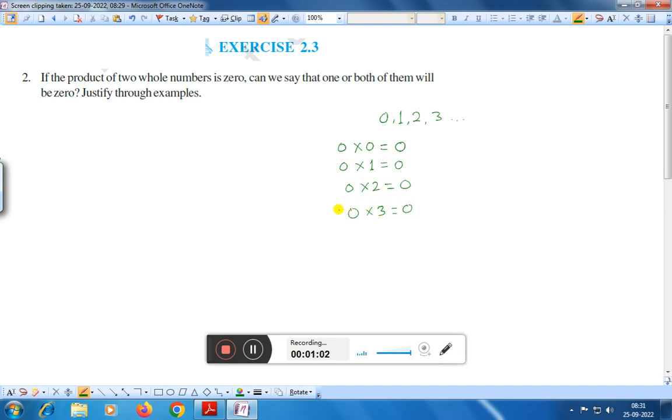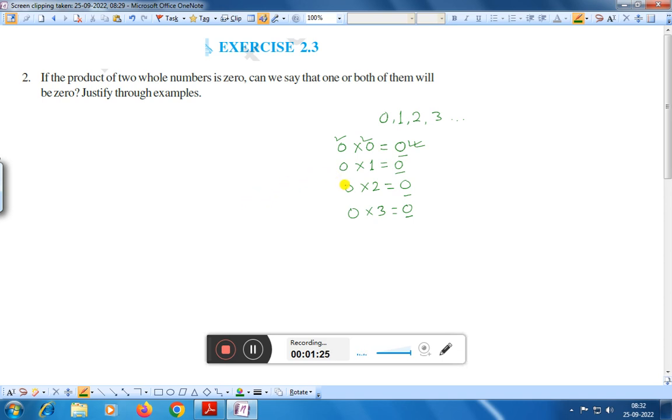Now you see the question is, if the product of two whole numbers is 0, here you see the product of two whole numbers is 0 in all cases, right? We can say that one of them or both of them will be 0. Here you see the first one, both are 0 and we are getting 0, right? And another one is both of them will be 0 or one of them.